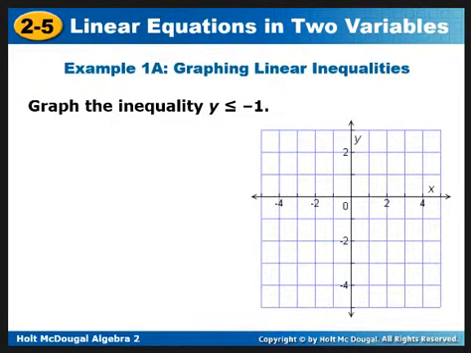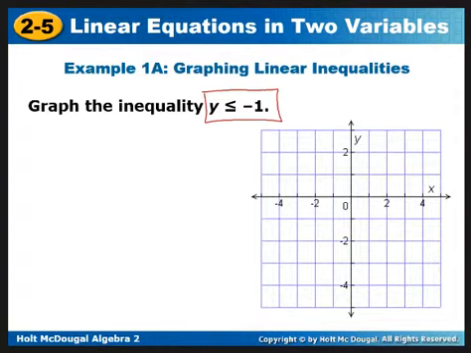All right, here's another example. If you remember back to when we first started talking about linear equations, if you had y equals something, it represented a horizontal line. It's no different in this case. I have y, and it's not equal to, it's less than or equal to, but on the other side, it has just a number. If it's y and a number on the other side, it's still going to be horizontal.